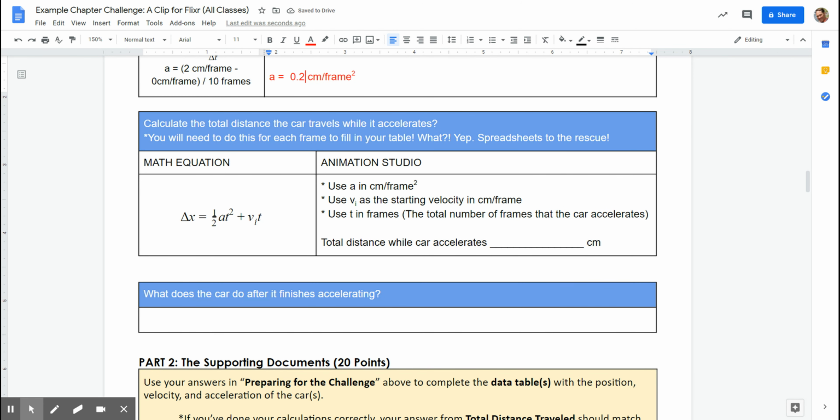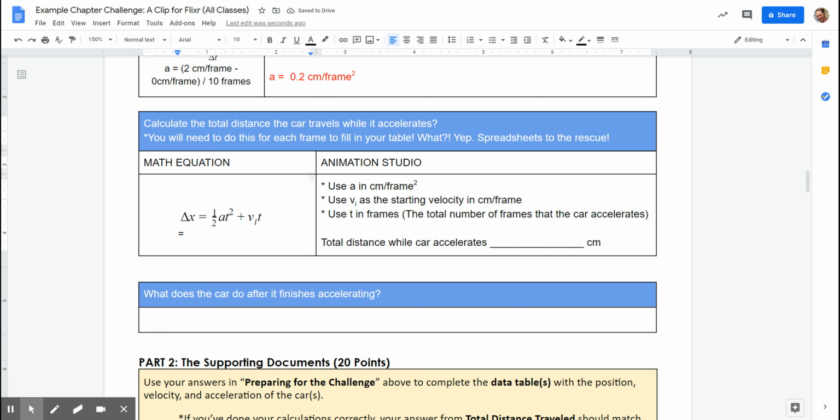Last but not least out of these puzzle pieces is to say, okay, so what is the total distance the car travels while it's accelerating? Well, I give you an equation to help you out here. And this equation looks more complicated than it is. We're just going to plug in the things that we know. The starting point is that this delta x is the total distance. That's the change in position from one place to the other. So I'm just going to say this delta x equals, and then I'm going to plug in the things that I know.